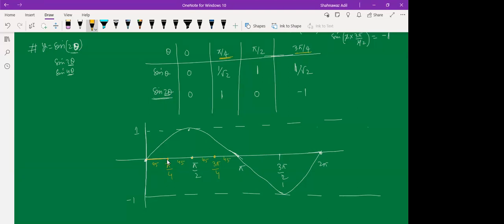So sine 2 theta is becoming 1 here. Then at pi by 2, it is becoming 0. And then at 3 pi by 4, it is becoming negative 1. And at pi, it is becoming 0. So this is how it goes, right? And then this would be pi plus pi by 4, whatever that value is.